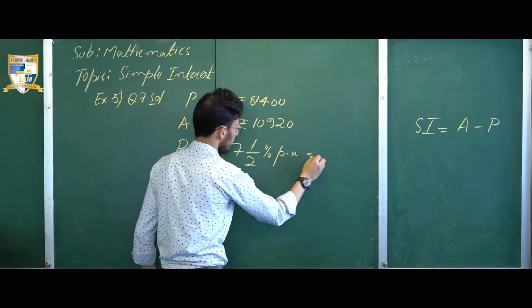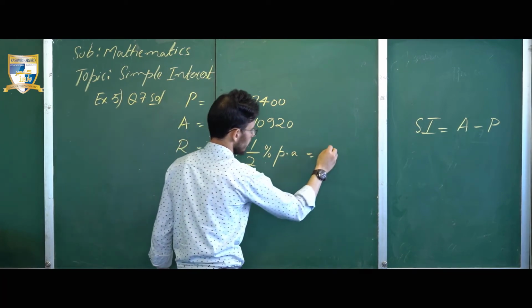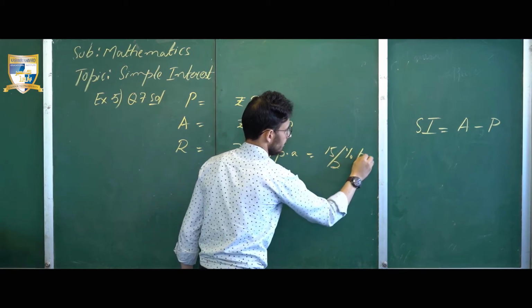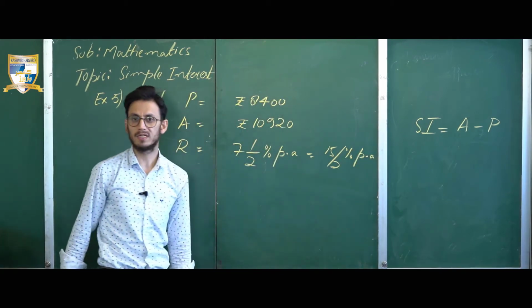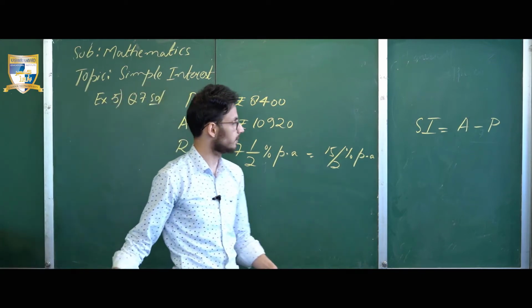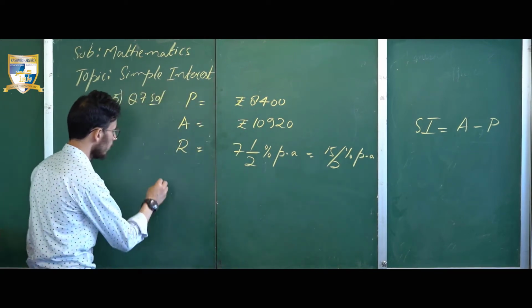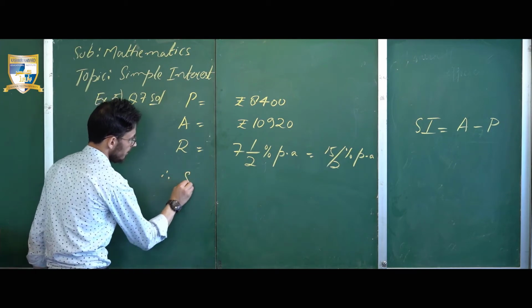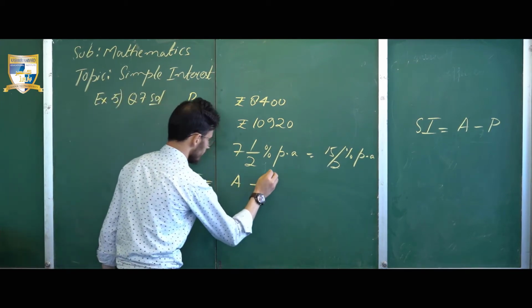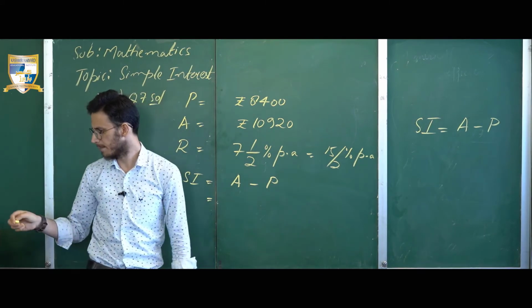which will be equivalent to, this is in the mixed form, 7 plus 15 upon 2% per annum. Now first, to find out the time, we need to find out the simple interest. So therefore, simple interest is equivalent to amount minus principal.